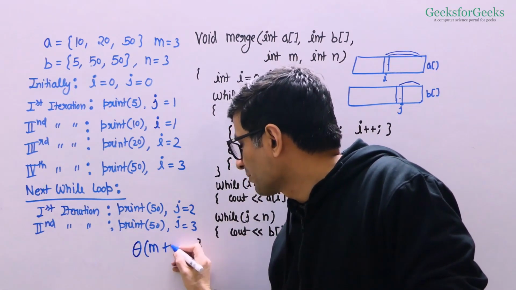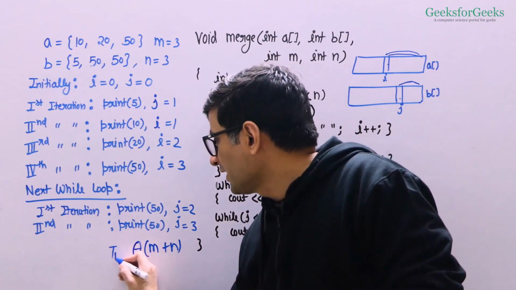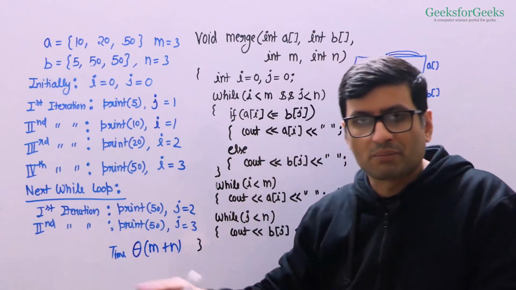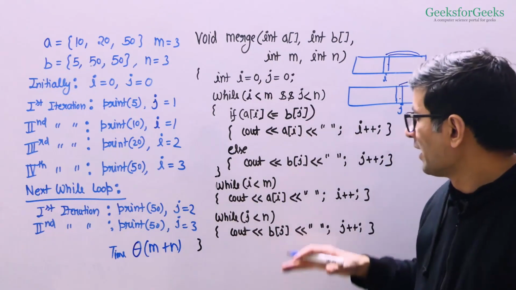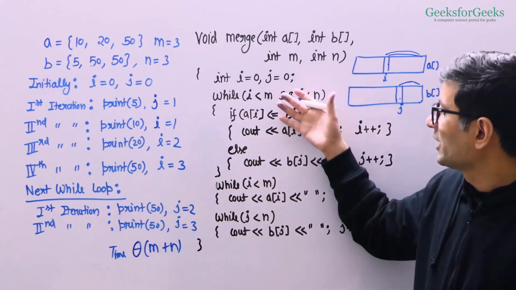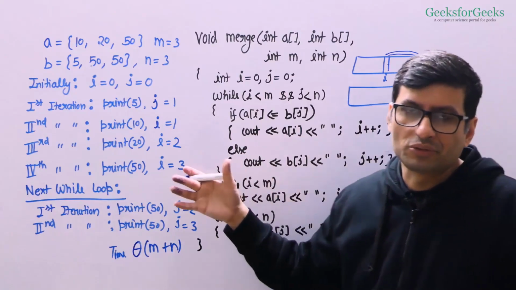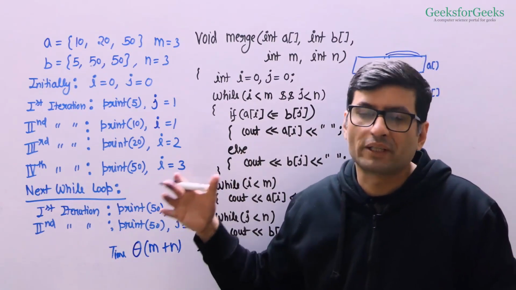I'm using theta notation because it's exactly m plus n. You are going to run m plus n times, right? Theta of m plus n, 1 or 2 extra do not matter. And auxiliary space is clearly big O of 1, right? We are not using any auxiliary array here. We are simply printing the elements.